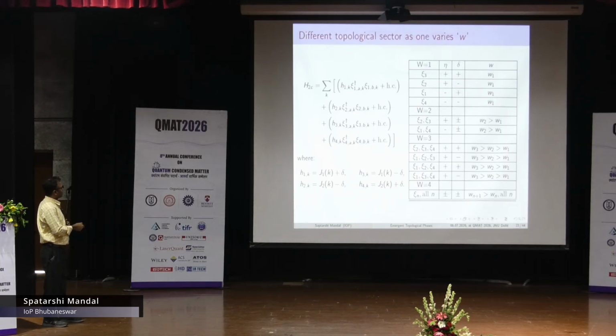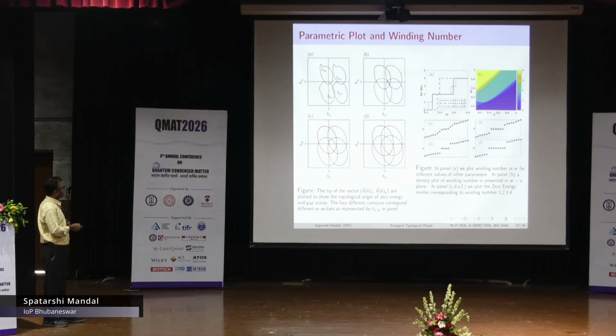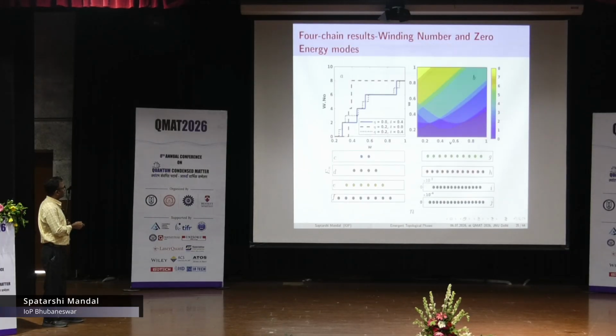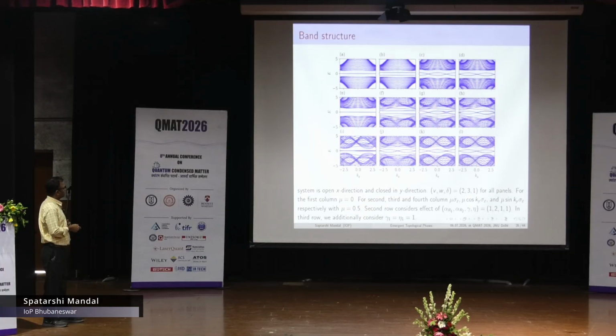For two coupled chains, it is a table of how the various fermionic sectors acquire non-trivial topology depending upon the values of W. Let me skip this part, and this is also a phase diagram, to show how the edge modes can be arbitrarily created depending upon my parameter choices.